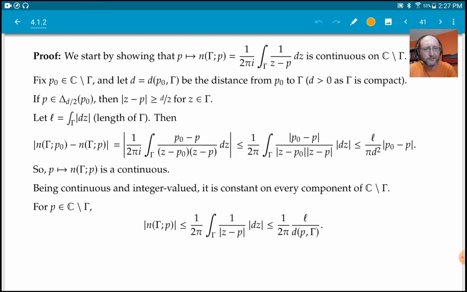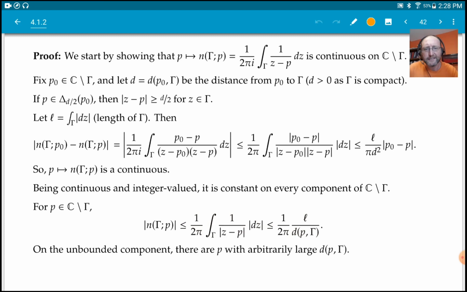Now, we can also bound that. I'll put the L out here, that's just the length of the integral. And then this guy, I can just look at the distance of P to gamma. So I bound this entire integral by this expression over here. Now notice that if we're on the unbounded component, we can get as far away from gamma as we want. We can just keep going towards infinity. So this distance can be arbitrarily large.